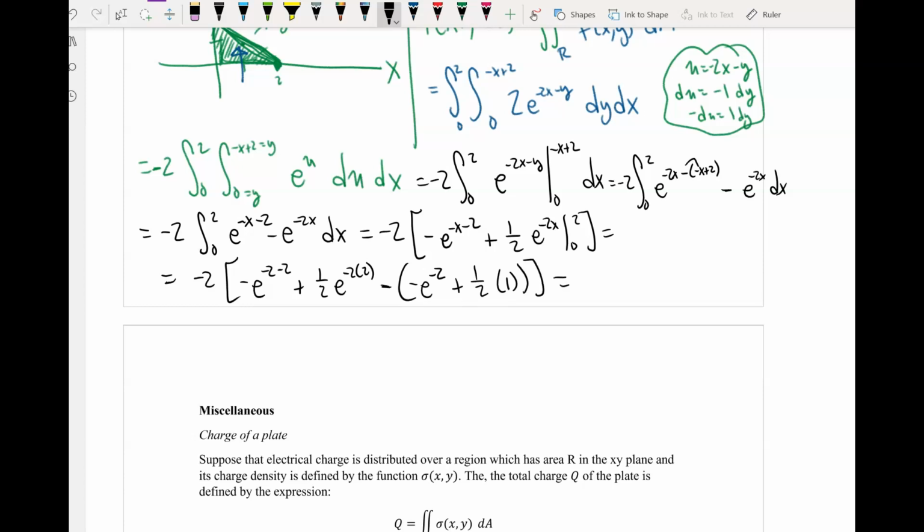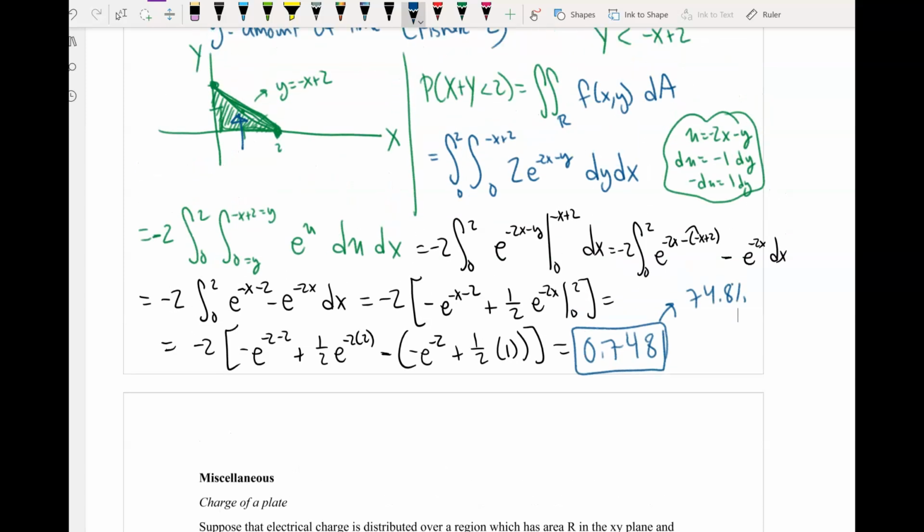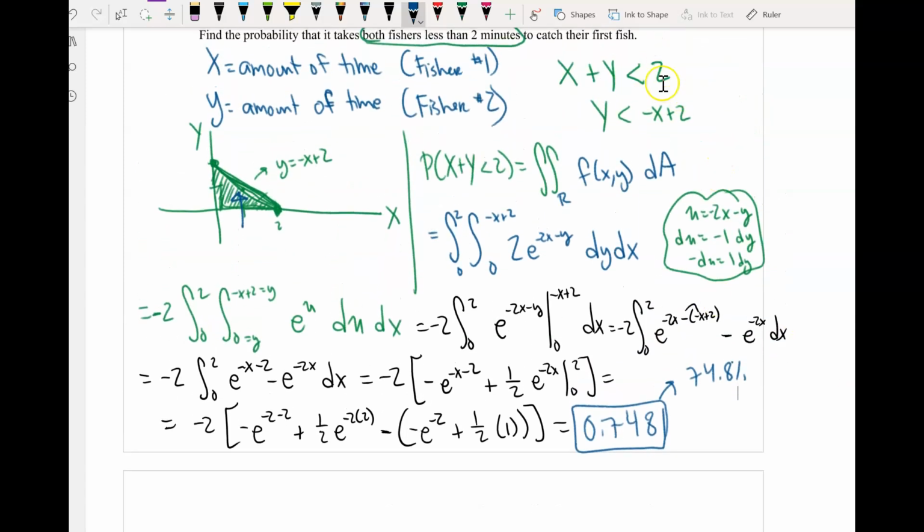Alright, and all we really got to do is plug this in my calculator. I did this offline, but basically the answer is 0.747 or 8, sure. Alright, so basically what this means is that there is a 74.8% chance that both fishers will catch their first fish within or less than 2 minutes. Okay, so this is basically what it would be. And remember, time is positive. That's why we didn't go on the outside stuff.